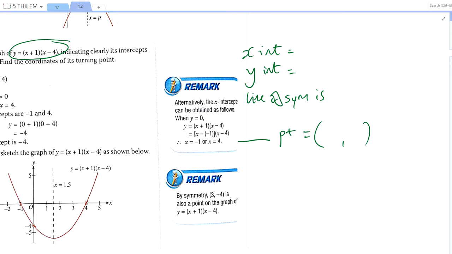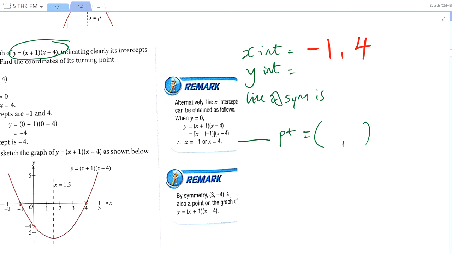X-intercept happens when y equals 0. Therefore, my x-intercepts must be something, 0, but what is that something? What is the value over here? Negative 1 and positive 4. Agree? Because when y equals 0, either the first bracket must be 0 or the second bracket equals 0. And then the only values for that to happen must be x equals negative 1 or x equals 4. Now for the y-intercept, what is it?